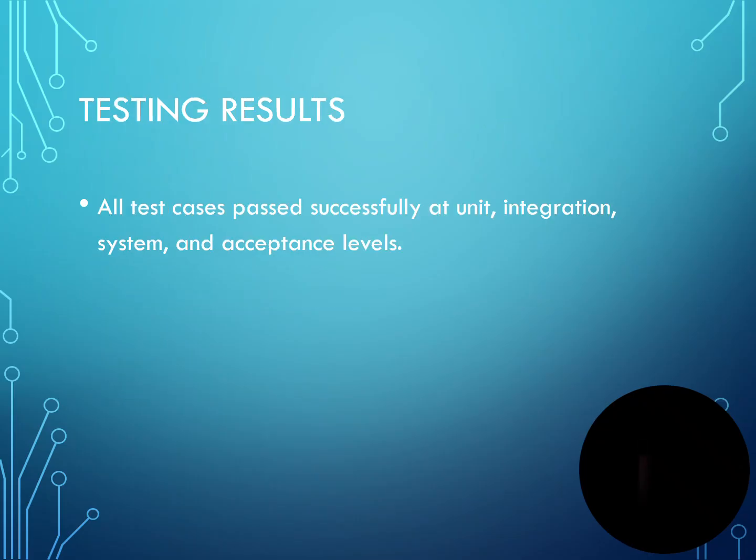Testing results. The testing confirms that every requirement was met. Unit tests validated the smaller modules. Integration tests checked how services worked together. System tests confirmed everything ran smoothly as a whole. And acceptance tests show that the features match user expectations.